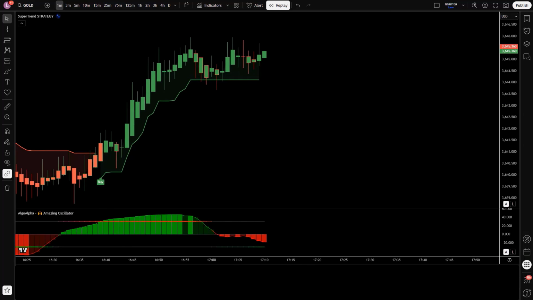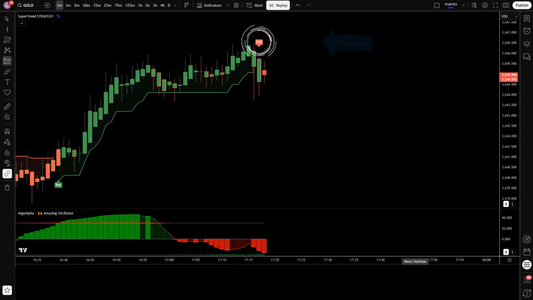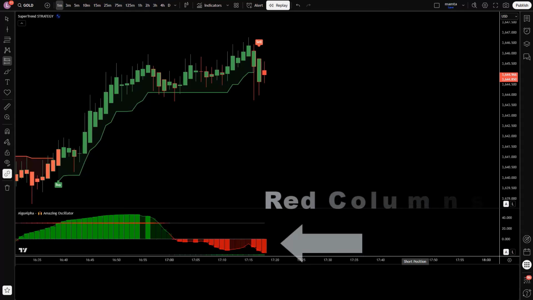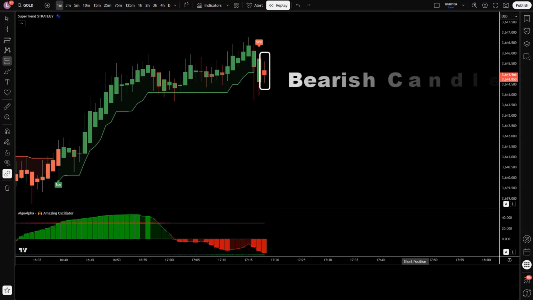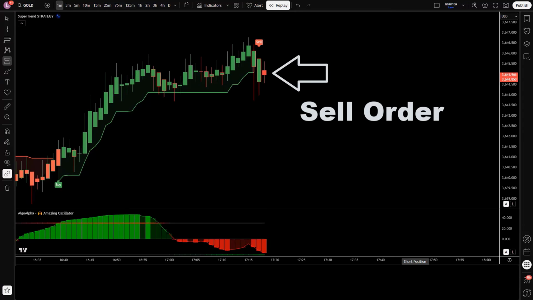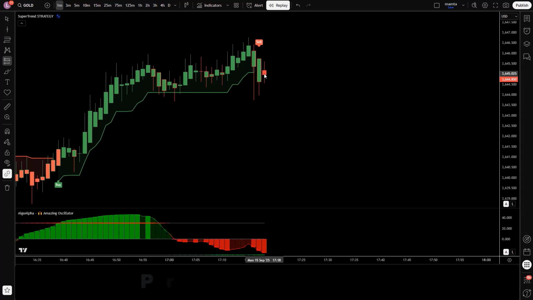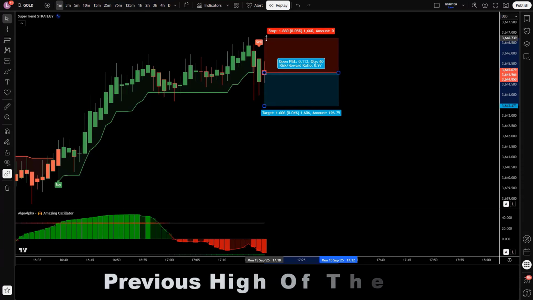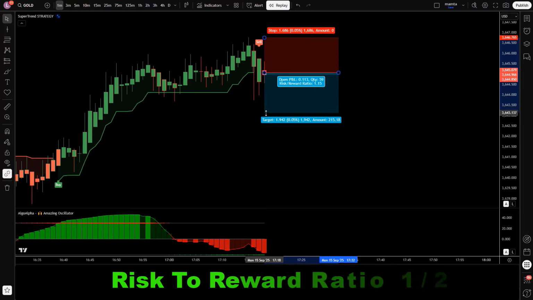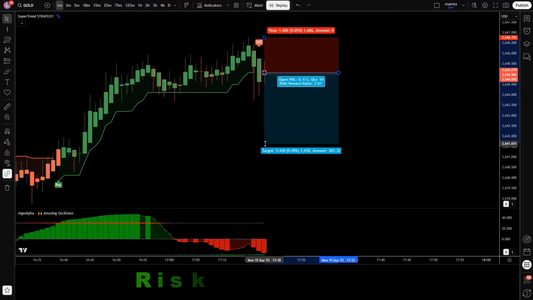Let's see how we use these trading setups. When the Supertrend strategy indicator gives us a sell signal, the awesome oscillator indicator should show red color columns, and the market forms a bearish candle. If this condition is fulfilled, then we will place a sell order. Our stop loss is the previous high of the market, and the risk to reward ratio will be 1:2.